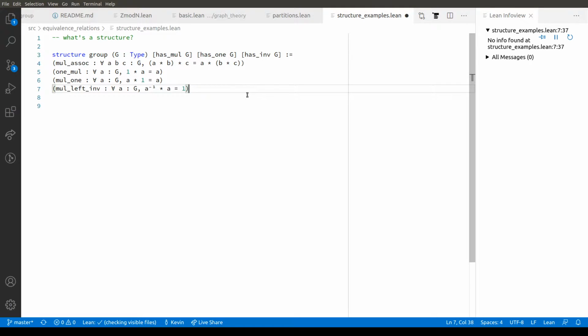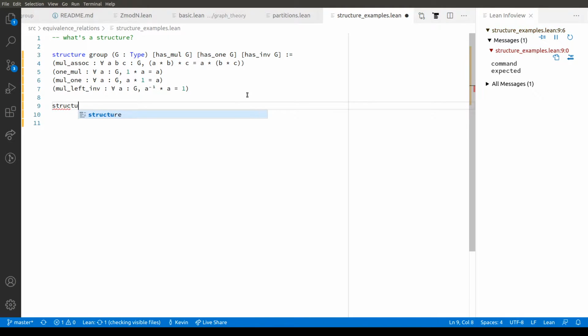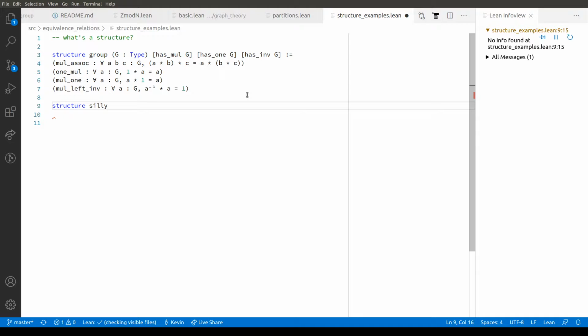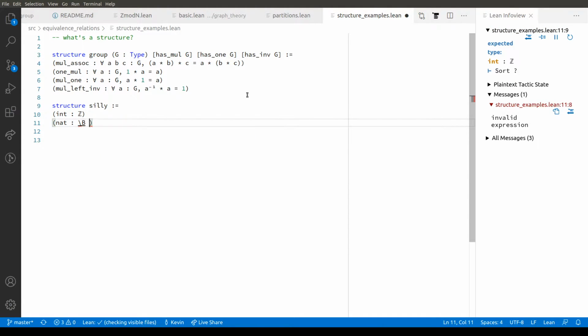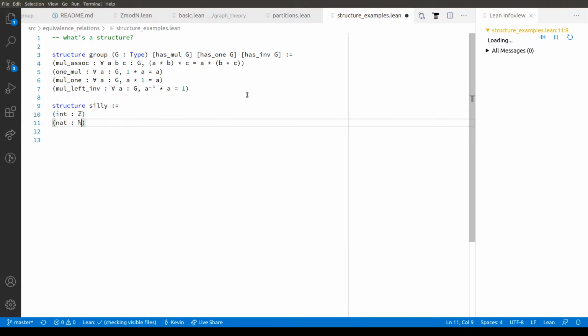And here's a silly structure. This isn't going to have any inputs at all. To make a silly structure, we're going to need an integer, and that's going to be an integer. And we're going to need, I don't know, a natural number. There. Oops. So now I've made a silly structure. In fact, this structure is quite complicated. Let's do an easy structure.